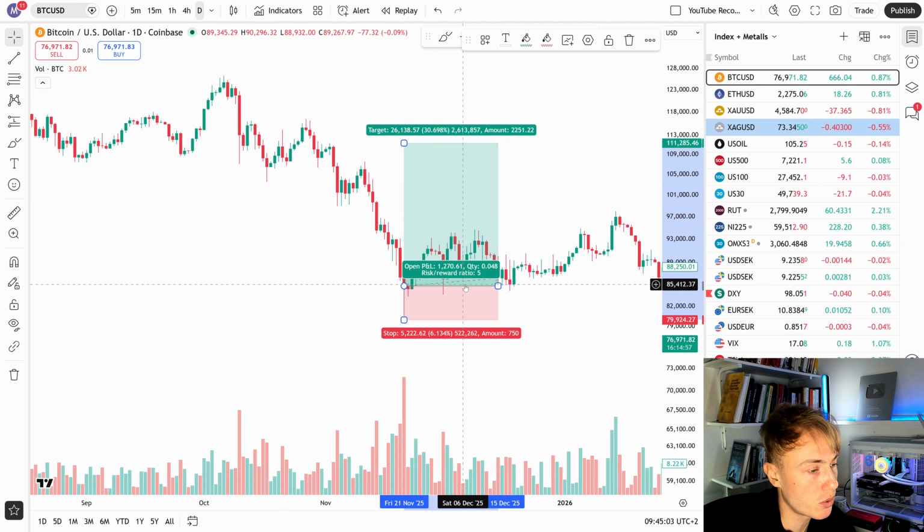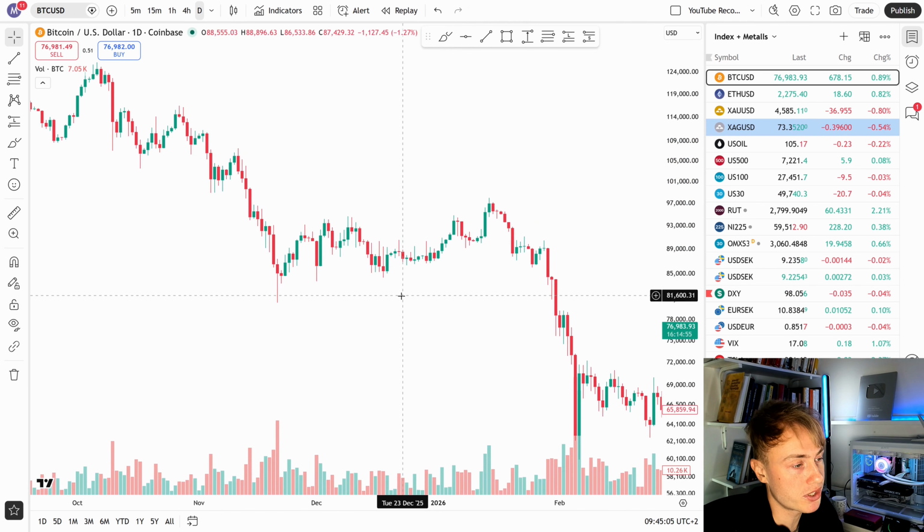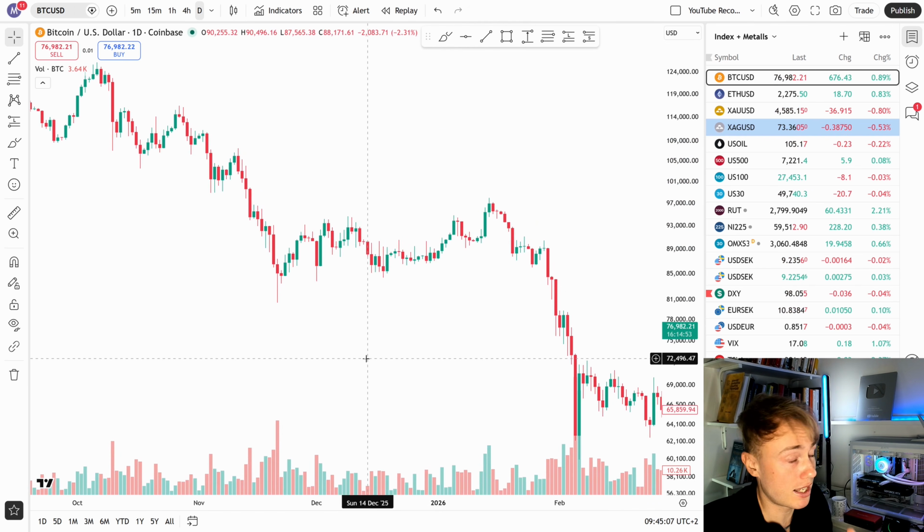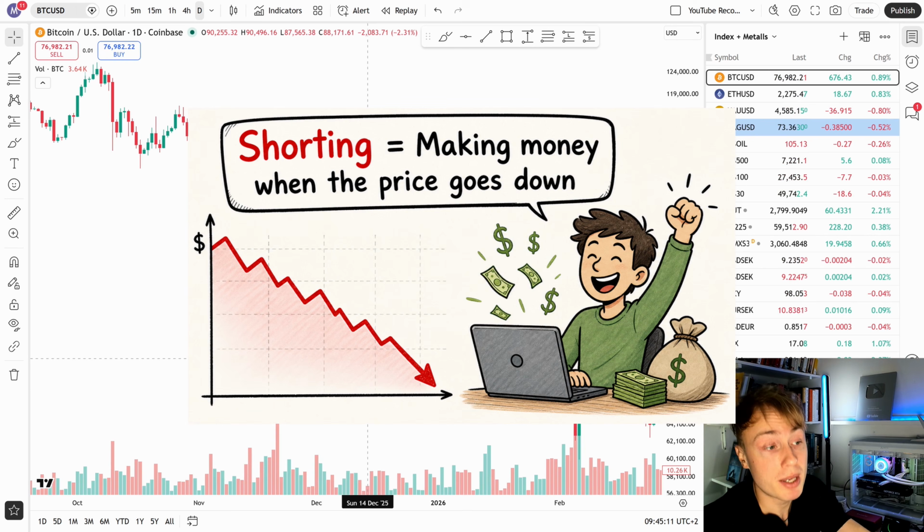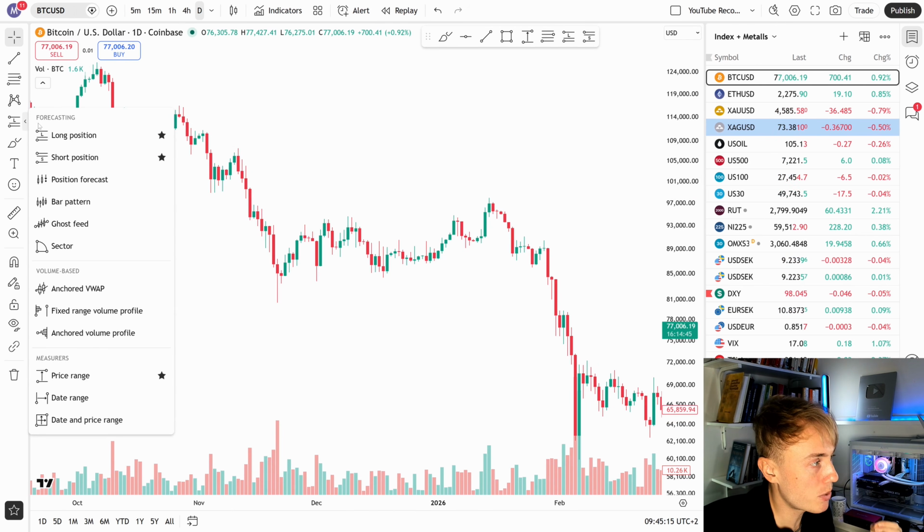But what I can also show you guys is the opposite. What we can do in trading, and that is one thing that is very nice about trading, is that we can make money when the price goes up, but we can also make money when the price goes down. So let's say that we identified an opportunity to make money when the price goes down, or in other words, shorting the market.